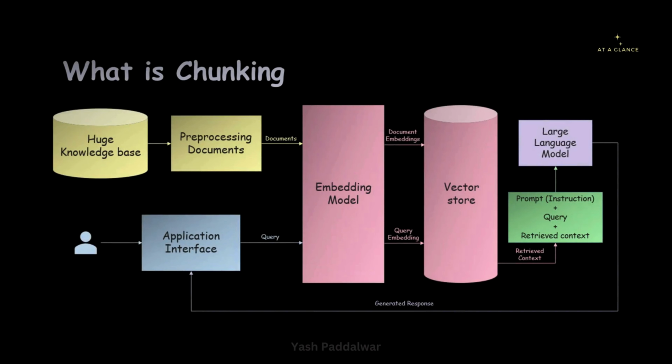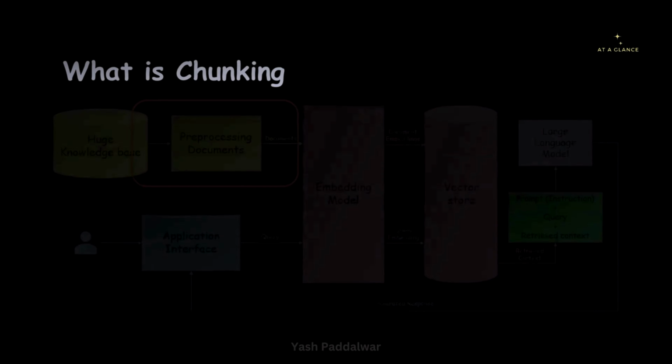So if you remember, we had seen this RAG pipeline. Now in this particular pipeline, we had seen we have a huge knowledge base, and from that knowledge base, whatever is the data, we process it into documents. So specifically this chunking process is related to this particular section of processing, or I would say dividing the data into a set of documents. So without any further delay, let's move on to the definition of chunking.